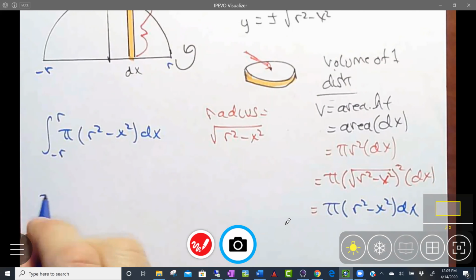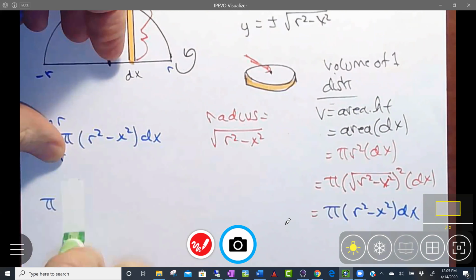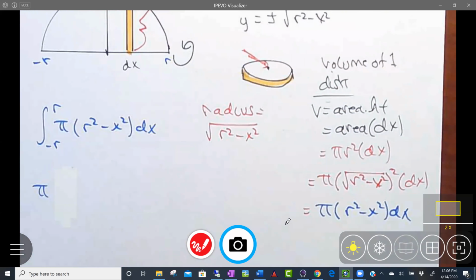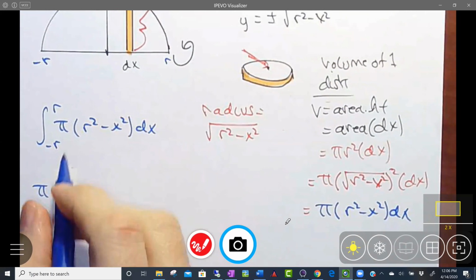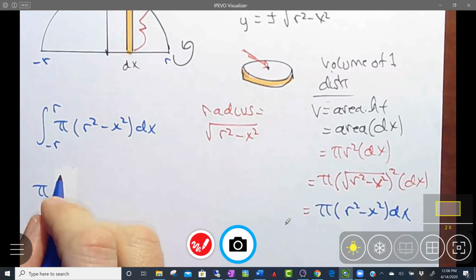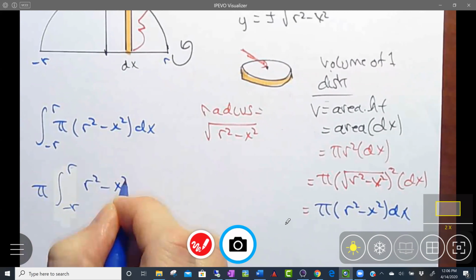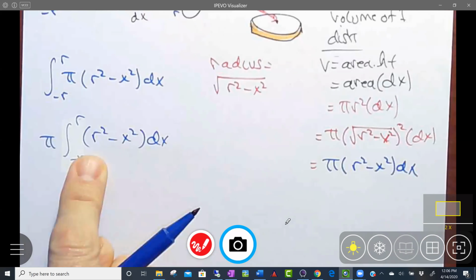Well, the pi can come out in front. And you know what? I should probably take advantage of something here. R squared minus x squared over the symmetric interval is an even function. But I don't want to make it too complicated on you. We'll just suck it up. So I took the pi out in front, negative r to r of r squared minus x squared dx. Now the tricky part here is finding the antiderivative.